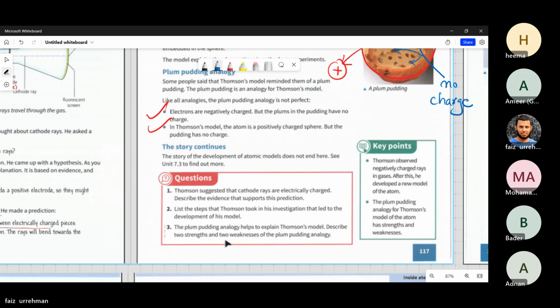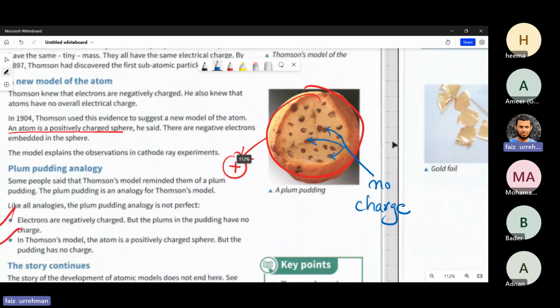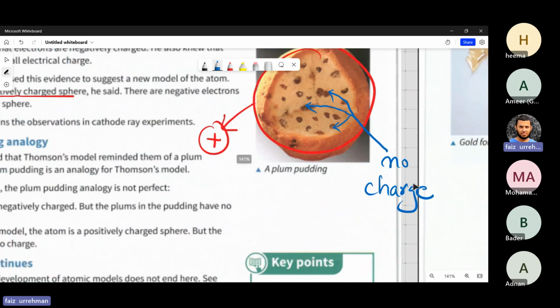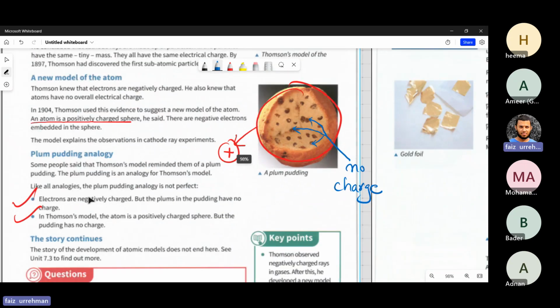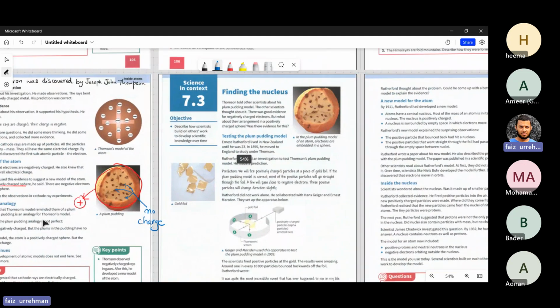Okay. The third question, I think I need to check what are the problems in this analogy and what are the good points in this analogy, because I myself did not understand it fully. He's saying overall it is positive, but the plum has no charge. So I need to look into it. I'll not waste more time now because I have no information about this thing.